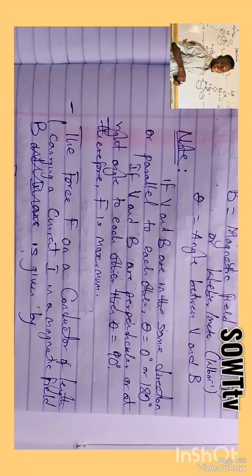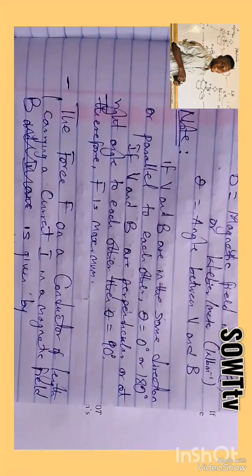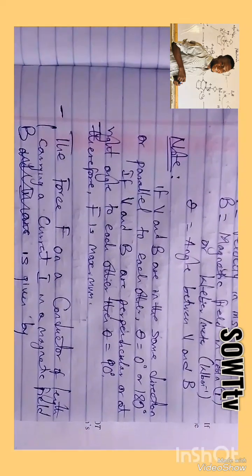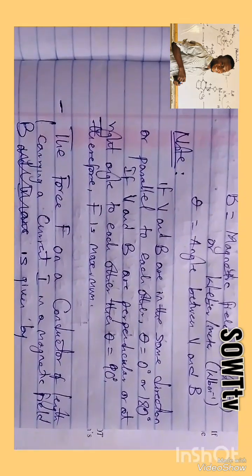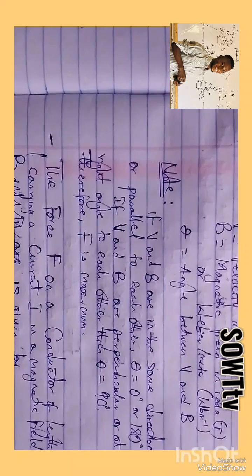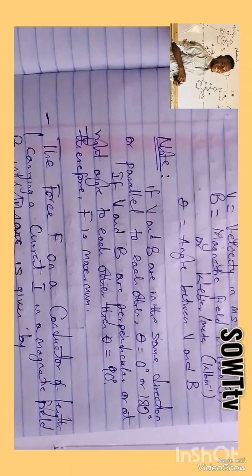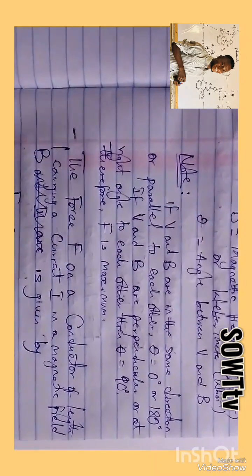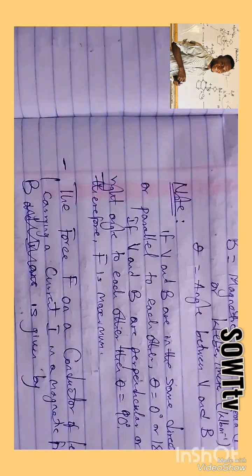When V and B are perpendicular or at right angle to each other, then theta can be 90. Therefore, F is maximum. When V and B are parallel, the F is equal to 0. But when V and B are perpendicular, the F is maximum.